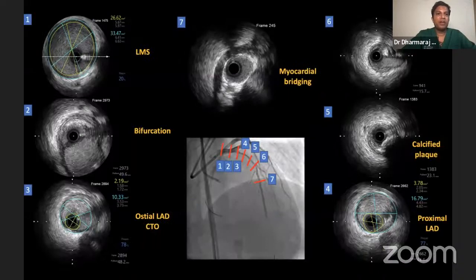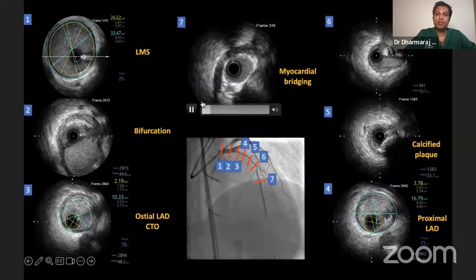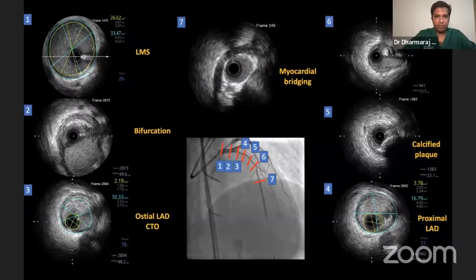We started with an IVUS run from the distal left main, from the LAD right up to the left main. As you can see, the left main, as I mentioned before, is relatively free of disease. This is the point of bifurcation, and this is the ostial LAD CTO, a significantly diseased ostial LAD, and this is the proximal LAD. This is the calcified segment in the distal cap, and this is where the diagonal branch is coming out, and this is the myocardial bridging segment in area number 7. Our distal landing zone is very close to a myocardial bridging segment.